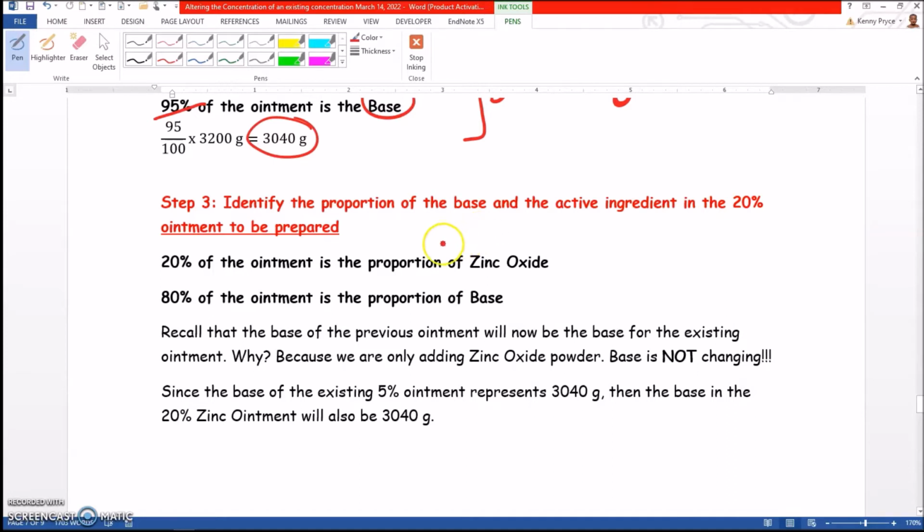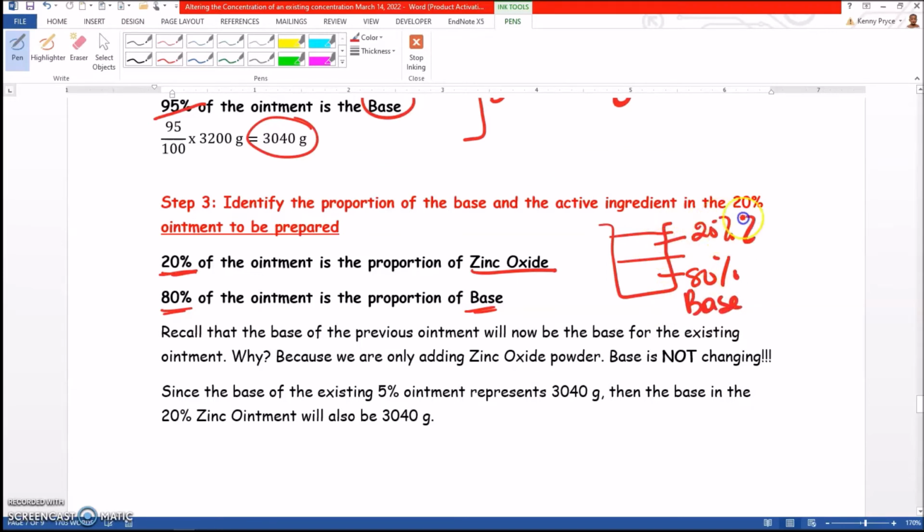Now, if it's a 20% ointment, right off the bat, we know 20% is going to be zinc oxide, and we know 80% is going to be base. So if we should do a diagram to represent this information, we know that this is going to be 80%, which is the base, and this is going to be 20%, which is the zinc oxide. Recall that the base of the previous ointment will now be the base for the existing ointment.